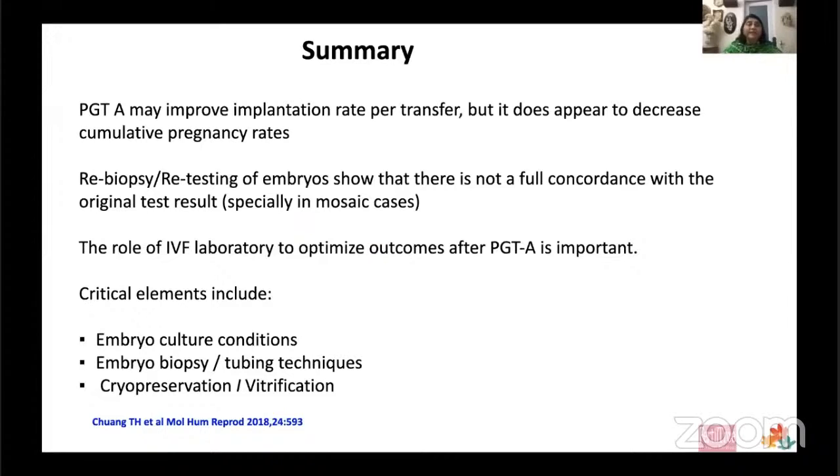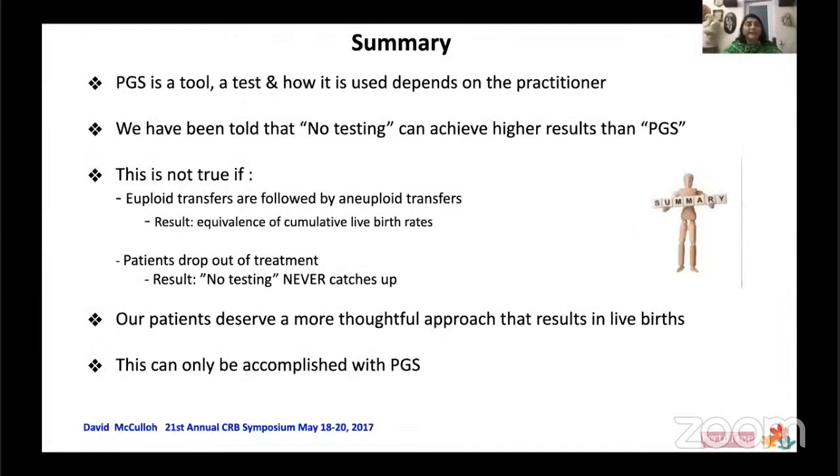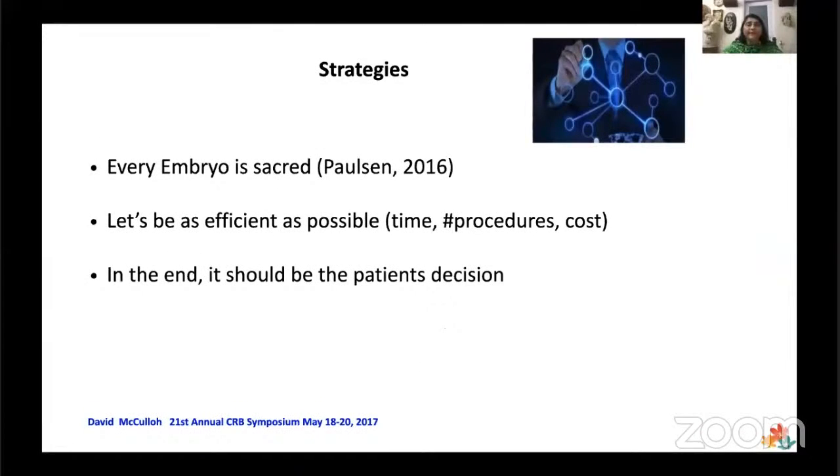So in summary, PGT-A improves the implantation rates per transfer, but does not really increase the cumulative pregnancy rates. Retesting of embryos may not give you the full concordance, and the important part is the IVF lab, the culture conditions, the way the biopsy has been done. So PGT is a tool, it's a test, and it depends on the user. But does that mean that we should not use it? No. Every patient deserves to have the technology explained, and every embryo is sacred. Of course, it is the patient's decision in the end whether she wants to carry out the process.